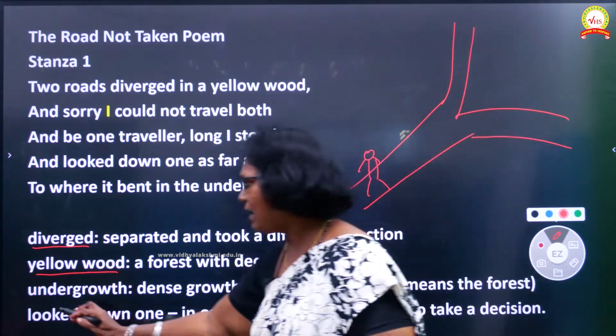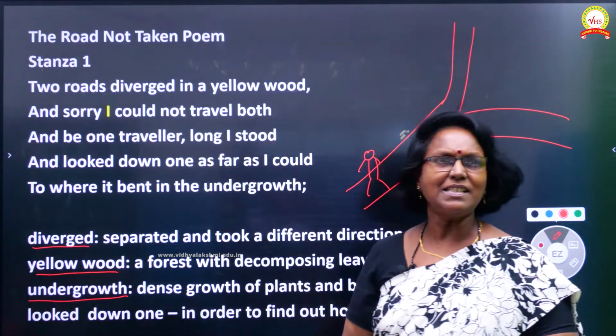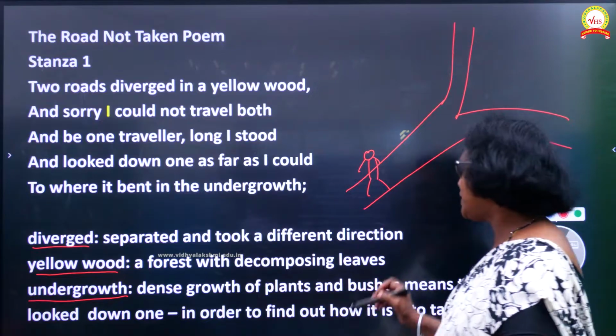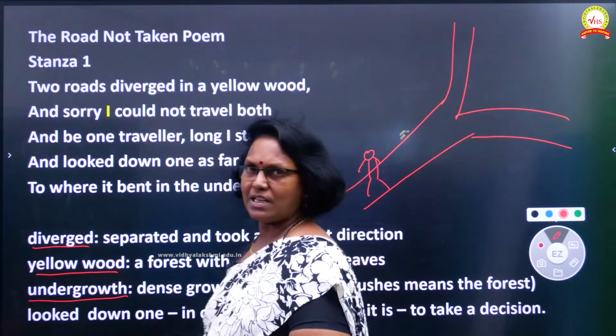We have here undergrowth. This is nothing but the dense growth of plants and bushes, means the forest.